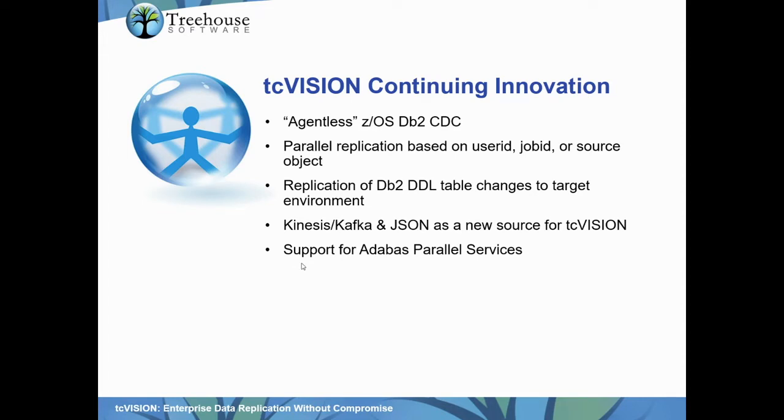And just to highlight a few of them here, for DB2, tcVISION is now able to capture changes from a z/OS DB2 database without actually having any started task running on the mainframe. So we can work directly with DB2 itself to get the changes over. Another thing we've innovated on recently is parallel replication based on a user ID or job name. So what this allows us to do are scenarios where you have a system that has a massive amount of inserts being performed at one time on the source.